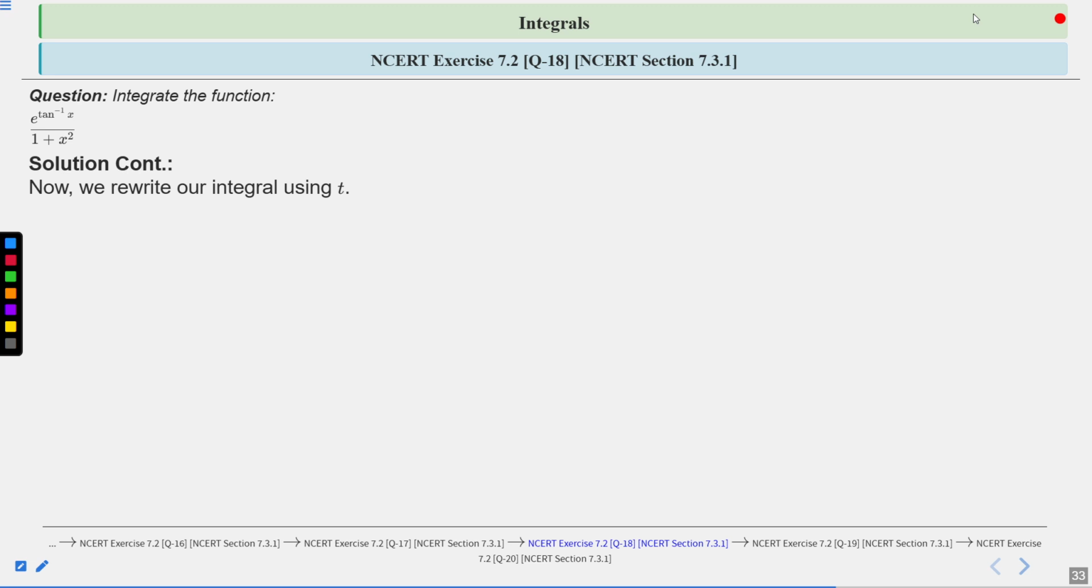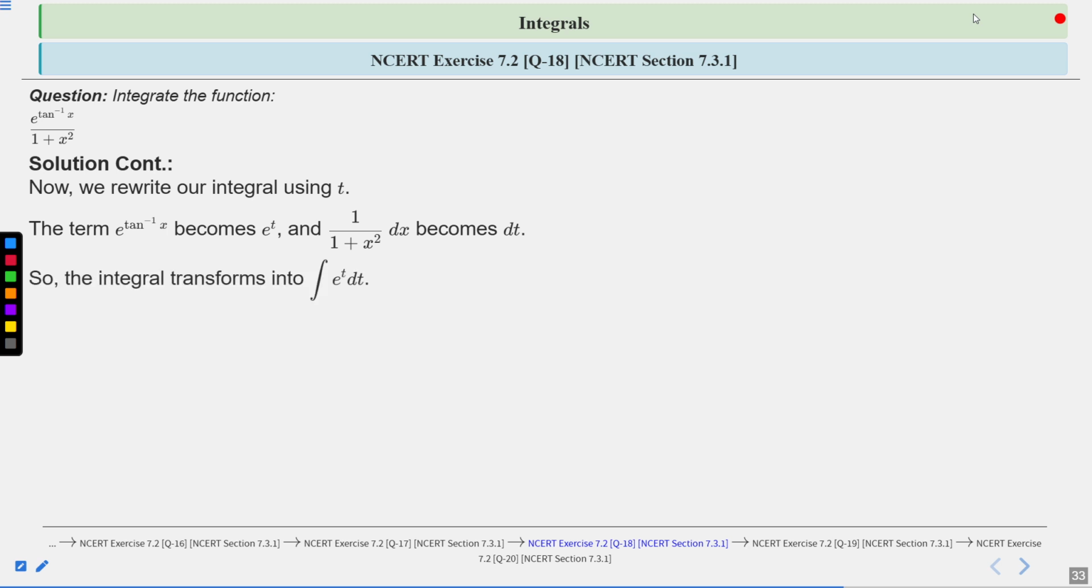Now we rewrite our integral using t. The term e to the power tan inverse x becomes e to the power t, and dx upon 1 plus x square becomes dt. So the integral transforms into integration of e to the power t dt.